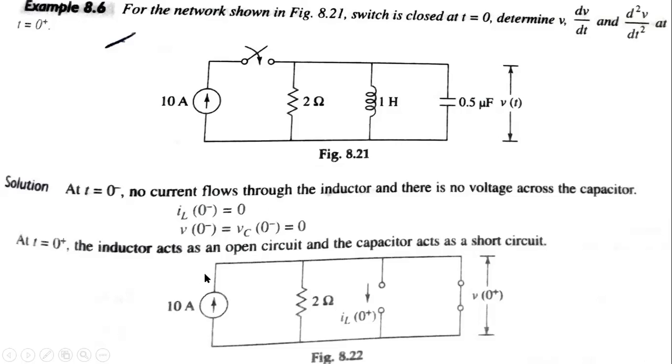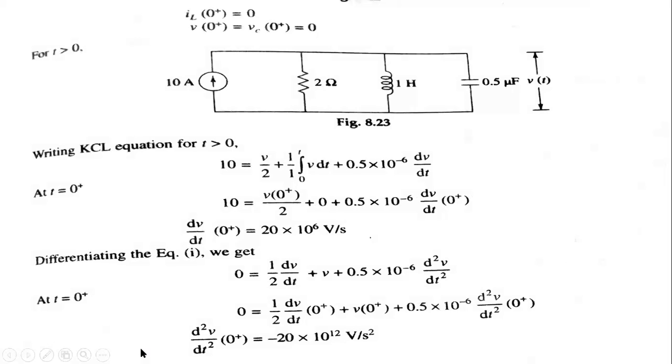At t = 0+, the inductor will act as an open circuit, and the capacitor will be a short circuit. Already we are aware of this condition. See here the open circuit and here the short circuit. If open circuit, the current will be 0. So iL at 0+ will be 0, and the voltage drop across this, v at 0+, will be 0. Likewise for the next one, the same condition you need to apply: iL at 0+ will be 0, and v at 0+ is also 0.